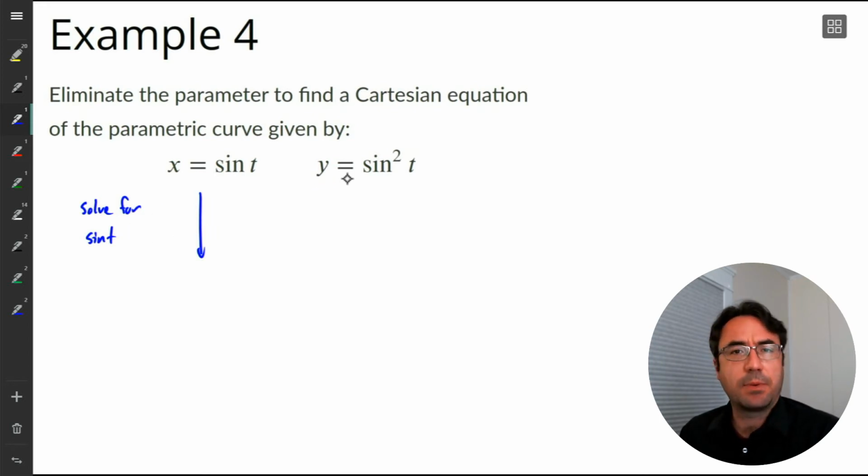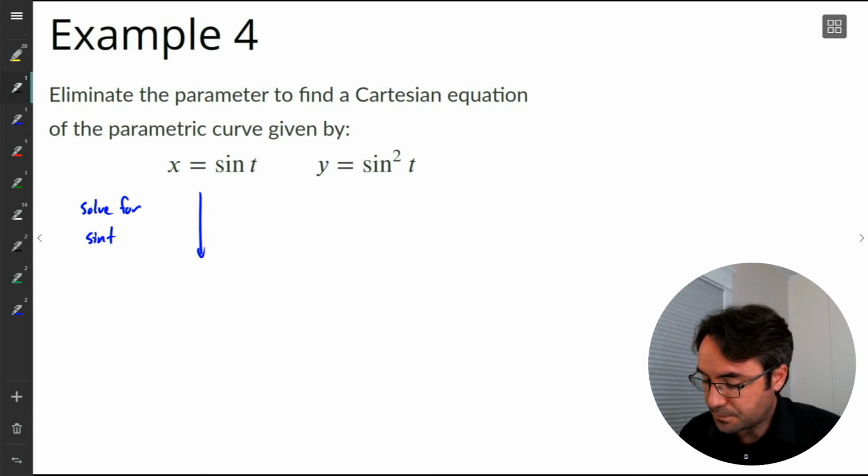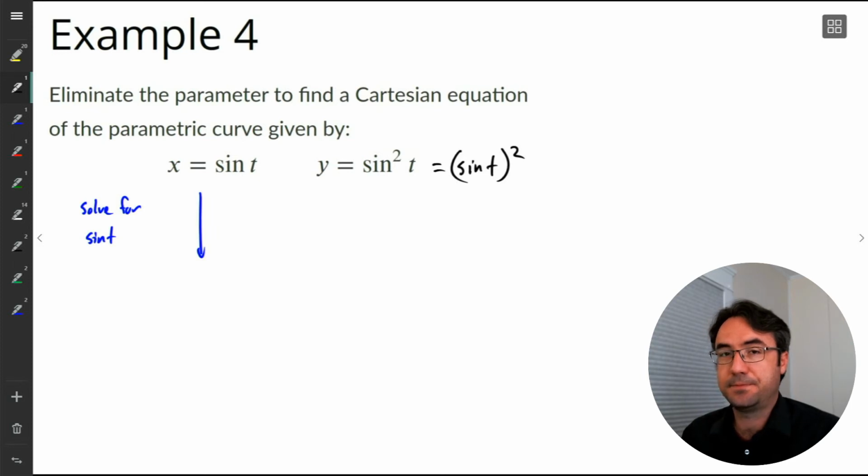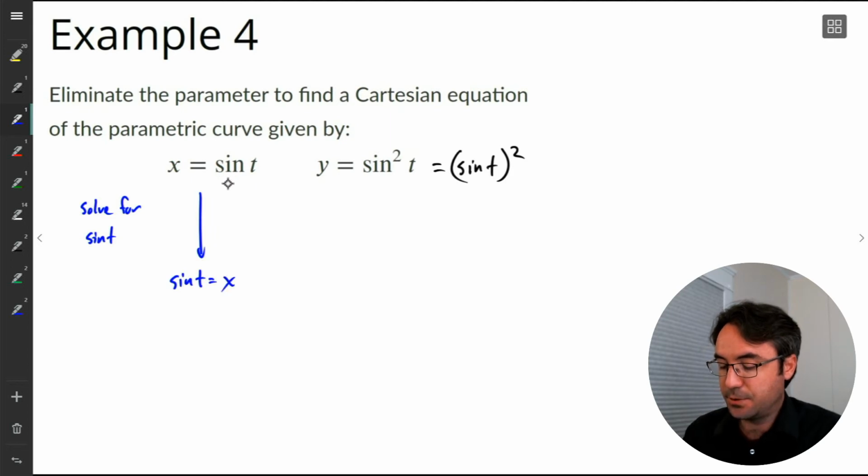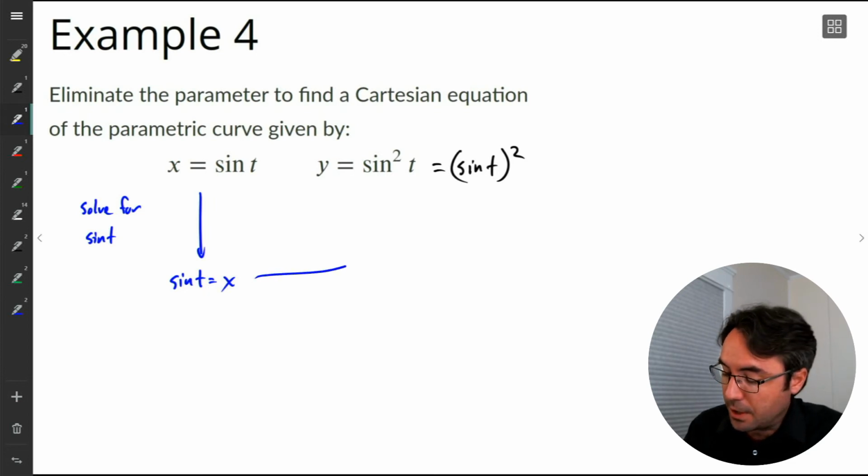But we could probably get something to work. If we look at this, instead of solving for t, maybe we solve for something a little bit different. We have a sine t here. We have 2 copies of sine t over here, especially if we think of y equal to sine squared t as really sine of t, squared. So that's what we're going to do. We're going to get sine t is equal to x. So we're just solving this equation for that common component. We're going to plug it in over here.